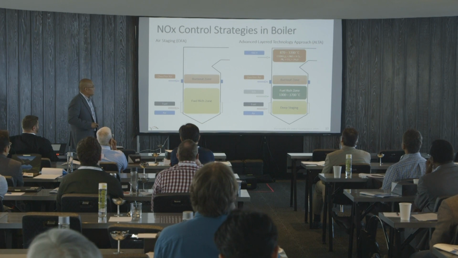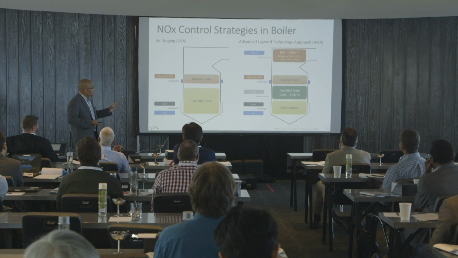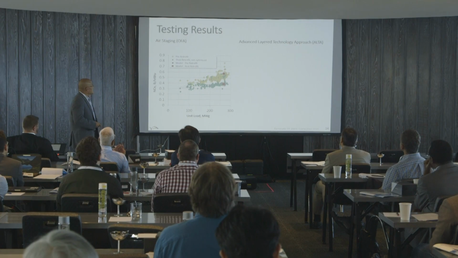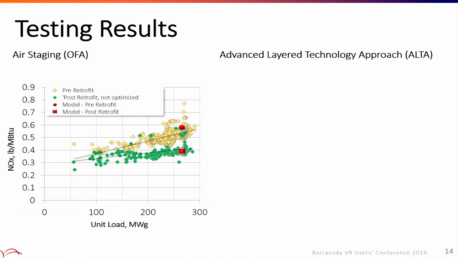SNCR is the same way. So to optimize this control strategy, again, first of all, you have to have good fluid dynamics, and also you have to have a good understanding of chemistry and the right tool to evaluate that. So this is air staging, before and after, some modeling results before and then after, and there are some testing results. First of all, it's a good agreement, and we could achieve over 25% reduction.